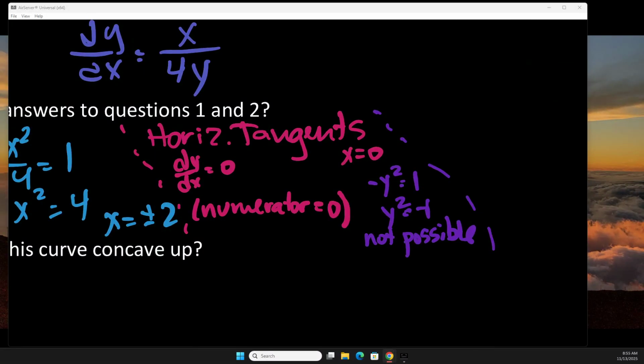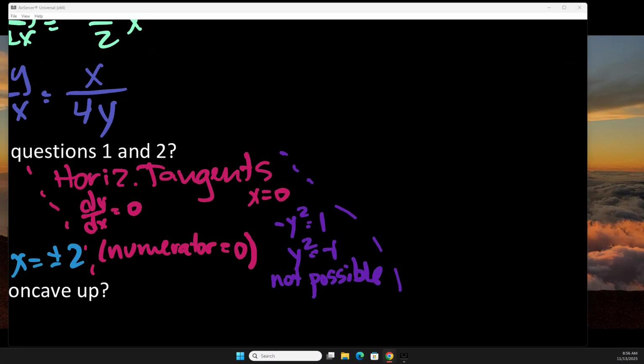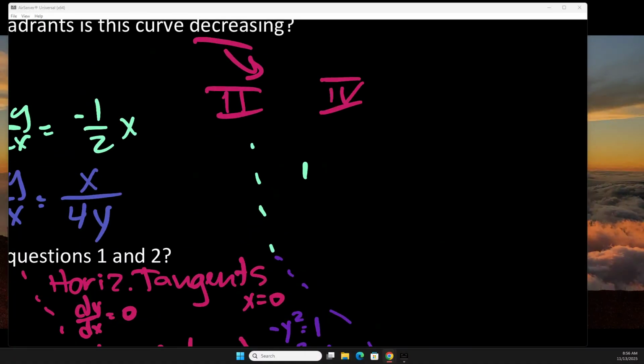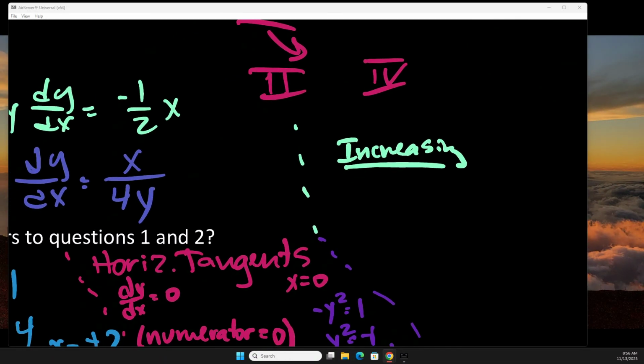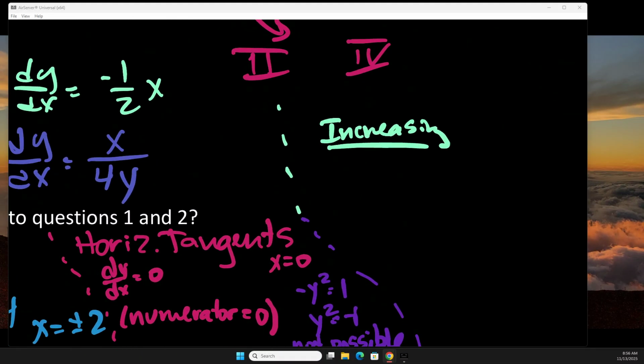Okay, and then we also have to talk about the other answer for number 2, which is where this relation was increasing and decreasing. So I'm going to move up here. Alright, so if our derivative is x over 4y, and we want to get increasing, we want that derivative to be positive. And so if we're looking at quadrants and just looking at x and y's, how can you divide that and get a positive? What divides to give you a positive? Positive and positive, or negative and negative.